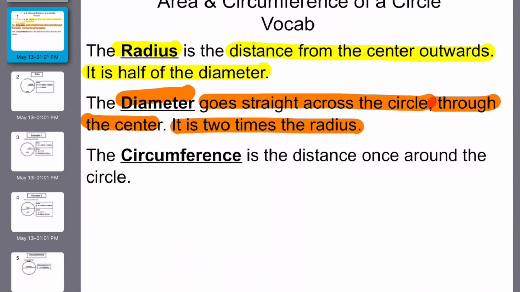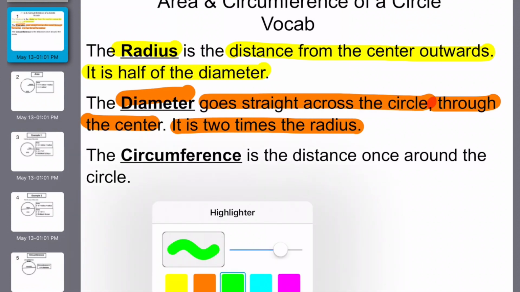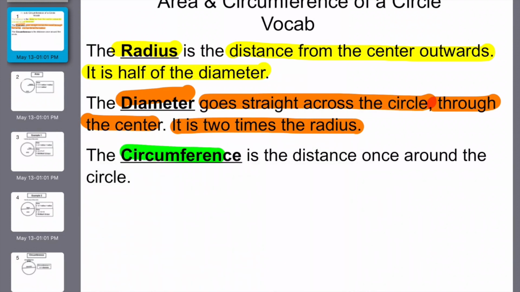We all have a pretty good idea of what area is, so I'm going to jump into what circumference means. The circumference is the distance once around the circle. Okay? It's how far something has to travel all the way around the circle one time.